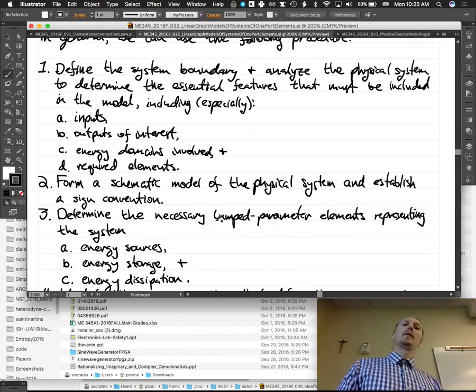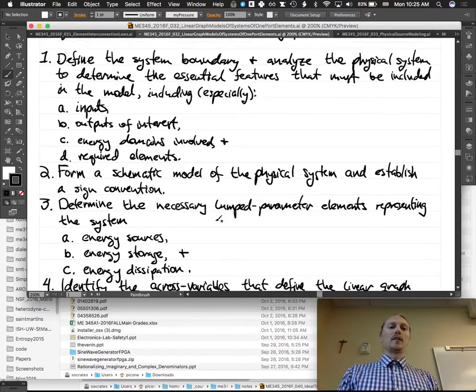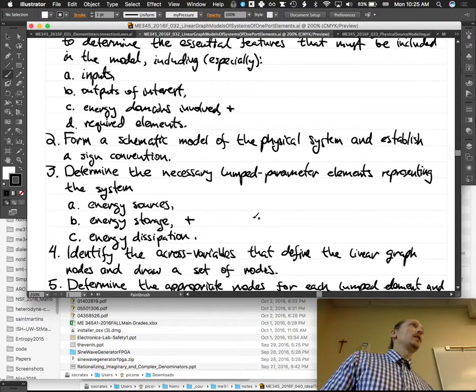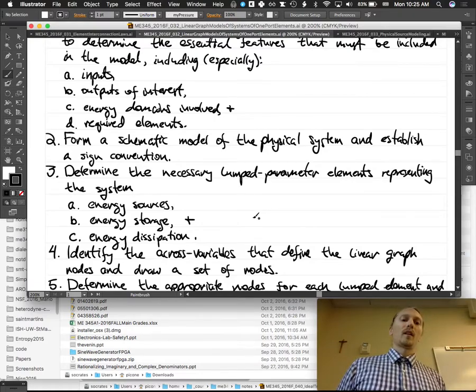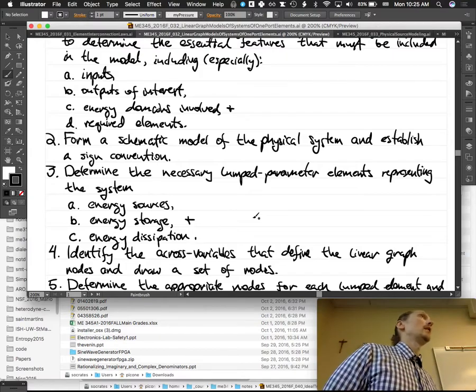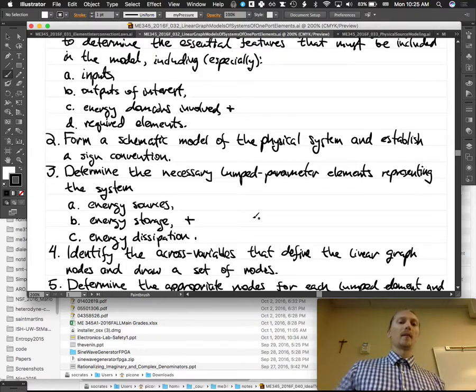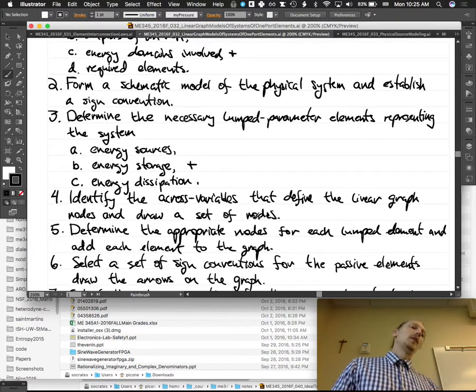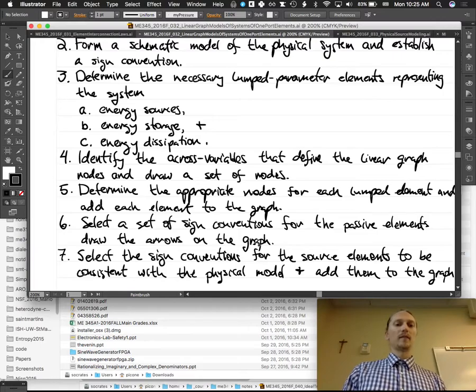Form a schematic model of the physical system and establish a sign convention. Okay? Always got to do that sign convention. We learned how to do that last week on Friday. It's on the internet. Determine the necessary lumped parameter elements representing the system. So A, energy sources, B, energy storage, and C, energy dissipation. So those are our three types of lumped parameter elements that we've learned about so far. We're going to learn about a fourth type, which is transduction, so you can go between domains. But we'll learn more about that later.